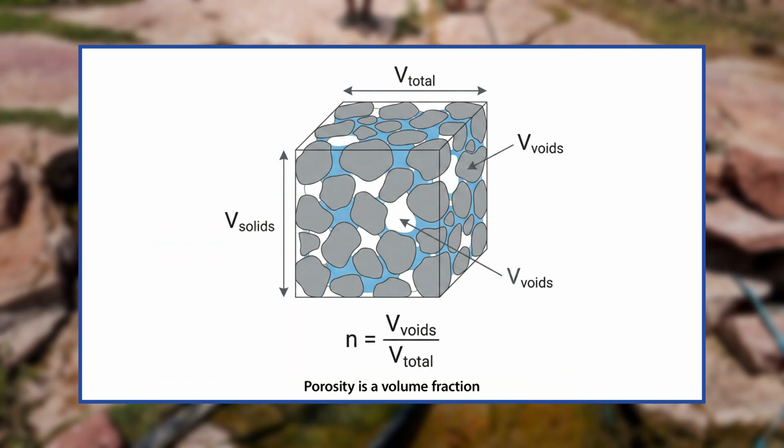Porosity, denoted by n, is defined as the fraction or percentage of the total volume of a rock or sediment occupied by void space or pores. It is calculated as n equals V_voids over V_total, where V_voids is the volume of the voids and V_total is the total volume of the sample.